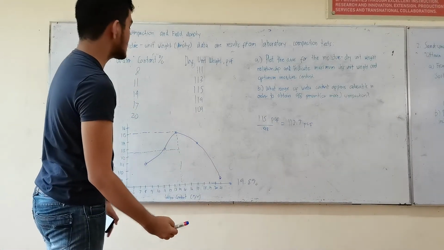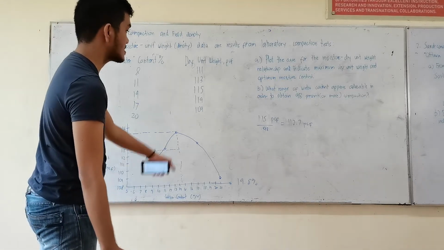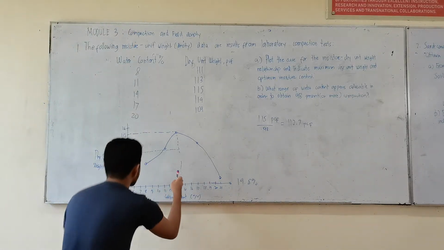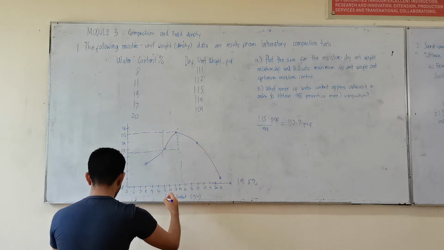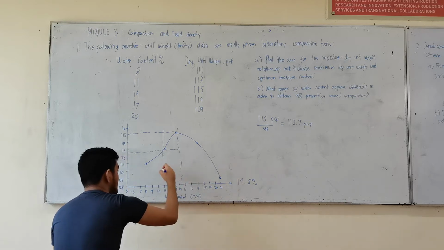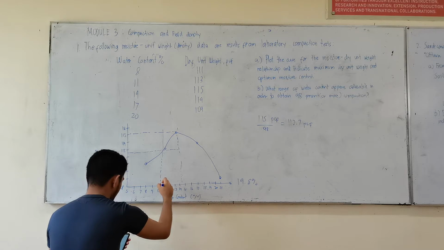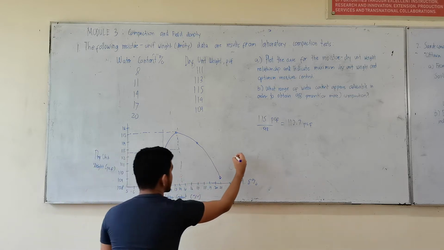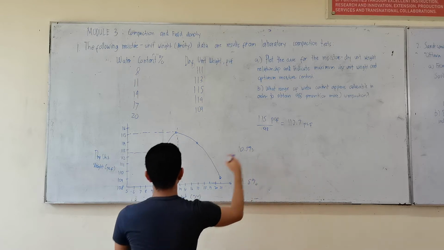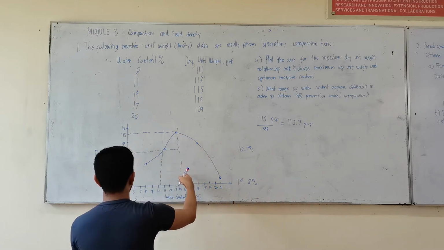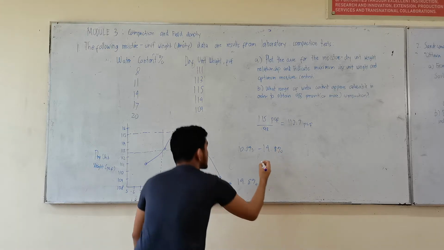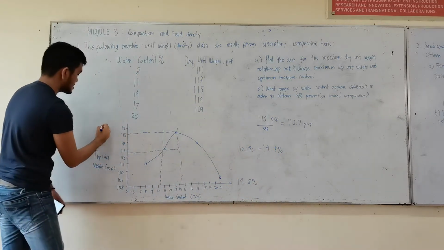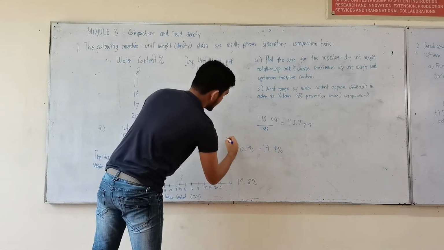To answer what range of water content appears advisable in order to obtain 98%, we need to find the range in between here. So that will be around 10.5% to our optimum water content, which is 14.8%. There. So this is the answer for A, and this is the answer for B.